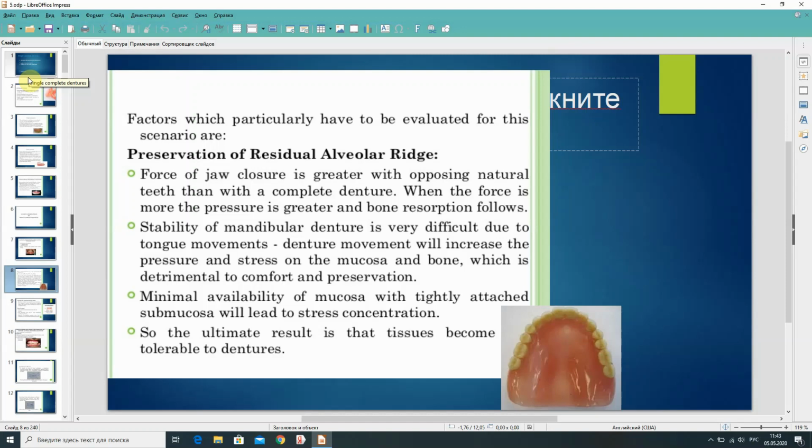Stability of the mandibular denture is very difficult due to tongue movements. Denture movement will increase the pressure and stress on the mucosa and bone, which is detrimental to comfort and preservation. Minimal availability of mucosa with tightly attached submucosa will lead to stress concentration. So the ultimate result is that the tissues become intolerant to dentures.